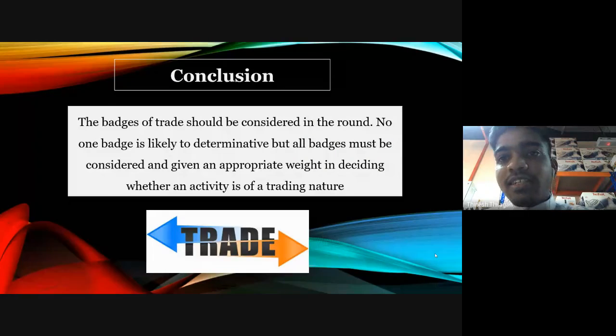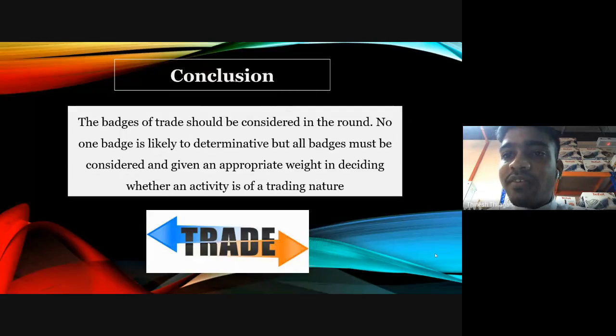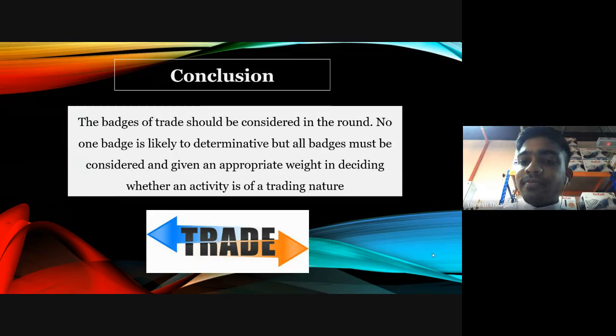In conclusion, there are 9 badges of trade that should be considered in the round. No one badge is likely to be determinative, but all badges must be considered and given an appropriate weight in deciding whether an activity is of a trading nature. This means that every badge of trade has its own criteria and own perspective. So we need to estimate properly to decide whether it's trading or not trading. So that's all.